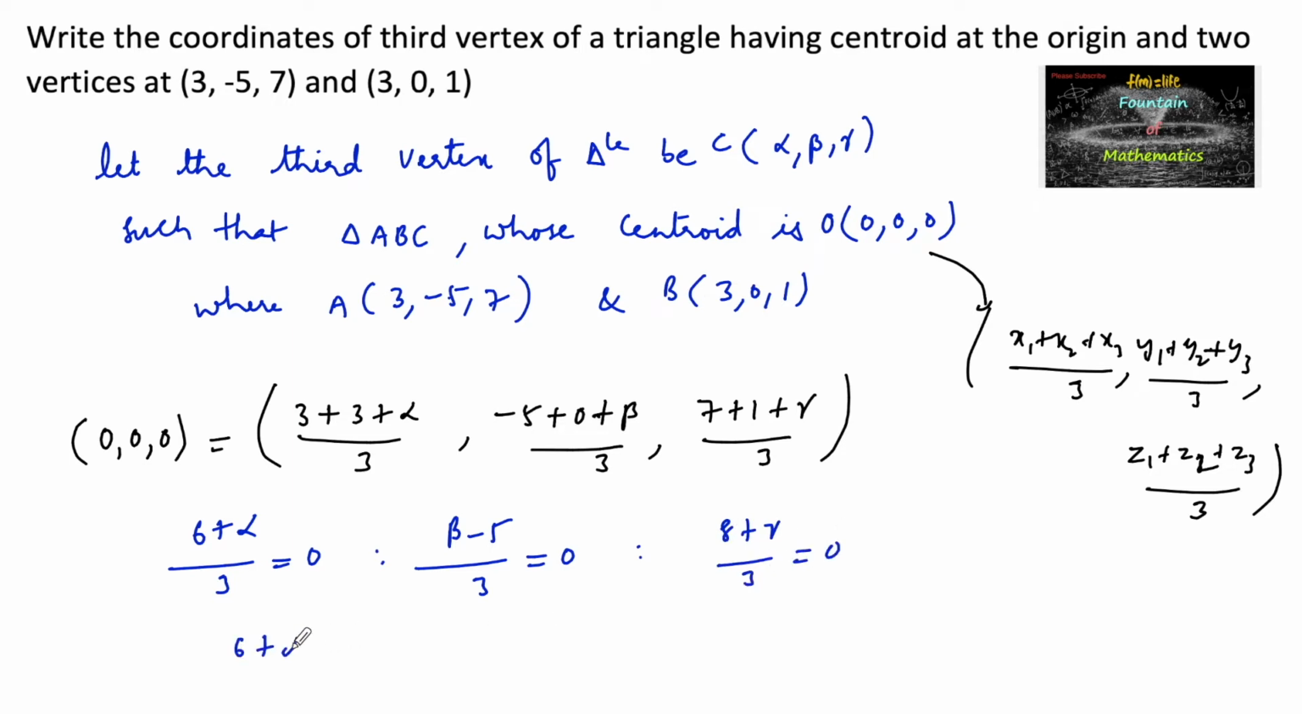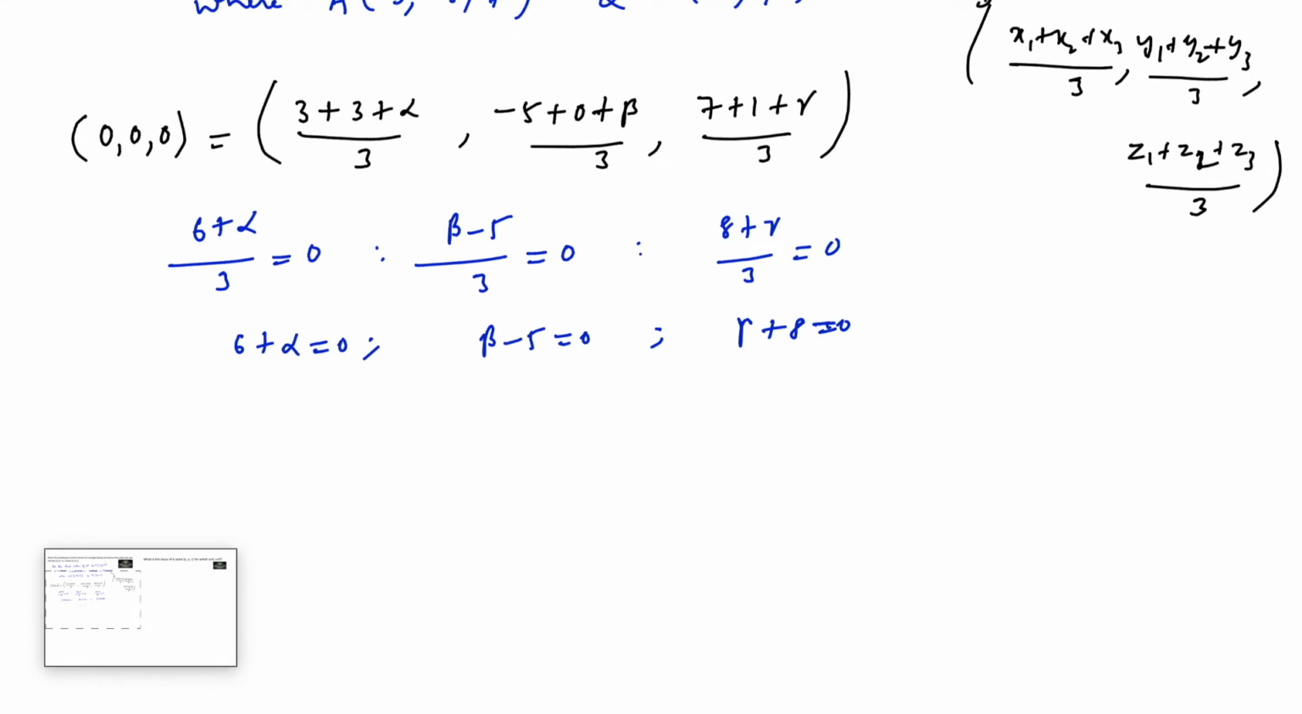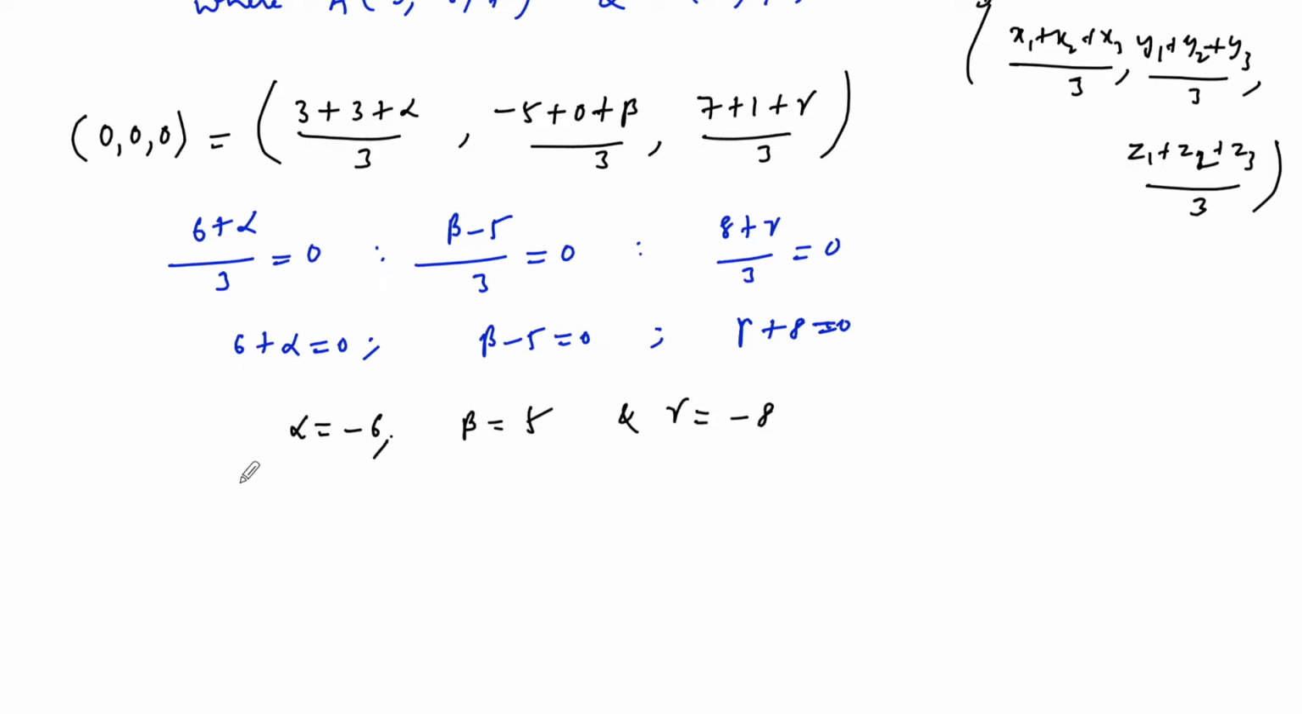So we can write 6 plus alpha is equal to 0, beta minus 5 is equal to 0 and gamma plus 8 is equal to 0. So we can write alpha is equal to minus 6, beta is equal to 5 and gamma is equal to minus 8. Therefore the third vertex is minus 6, 5, minus 8.